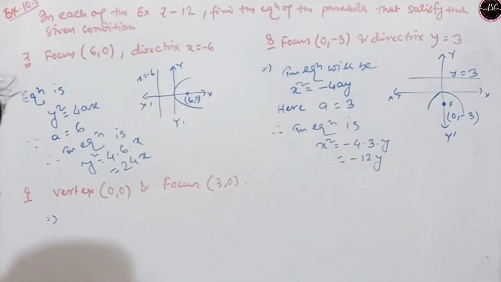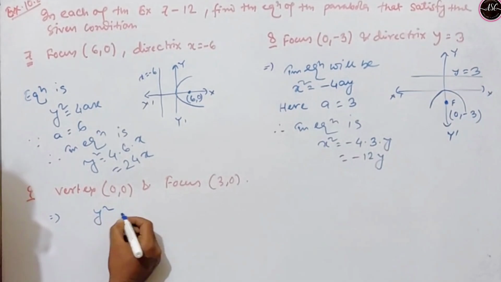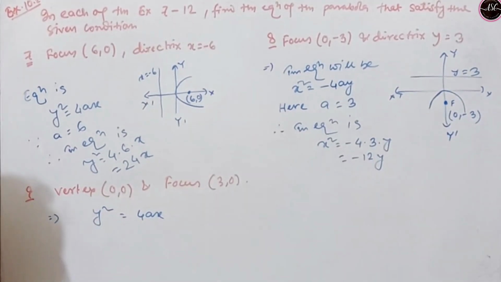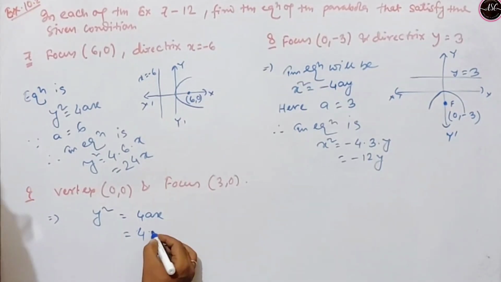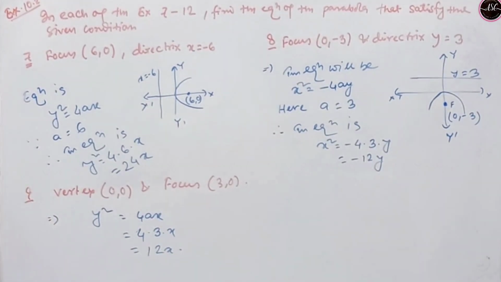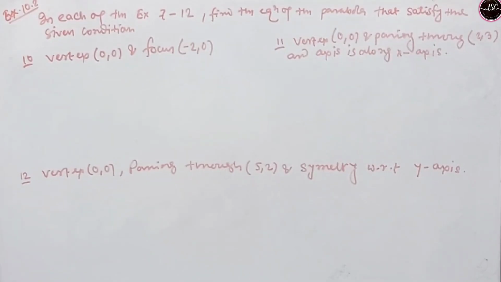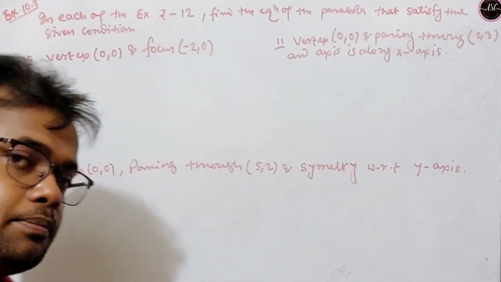Vertex is 0 comma 0 and focus is 3 comma 0. So this is simple. The equation must be y square is equal to 4ax. Okay, so just put here the value of a is 3, so 3x, y square is equal to 12x. Okay, clear? In each of the exercises 7 to 12, find the equation of the parabola that satisfies the given condition. We have done up to 9.